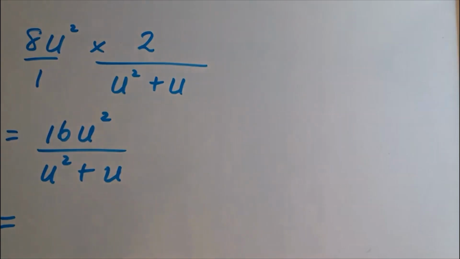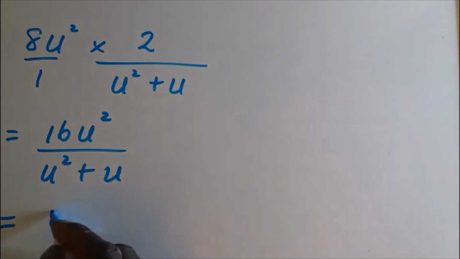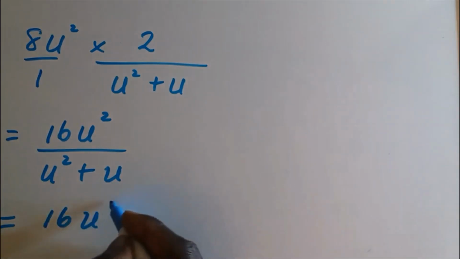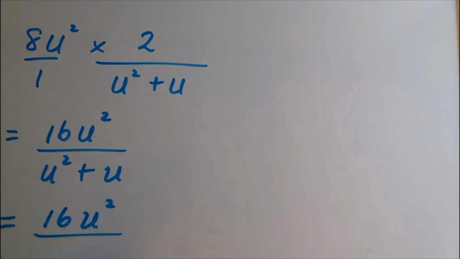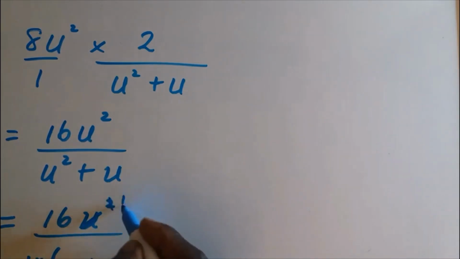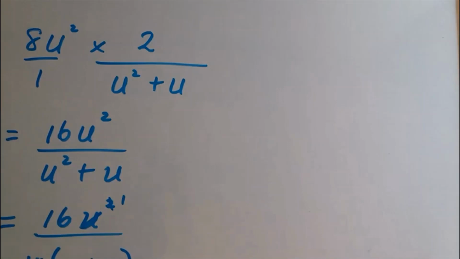But before we move on and say we're finished, we cannot cancel anything as it is, but we can simplify our denominator by factorizing it. We have u is common to u add 1. And now we can simplify this further by cancelling our u here with this u to leave a u in the numerator. So we have 16u divided by u add 1.